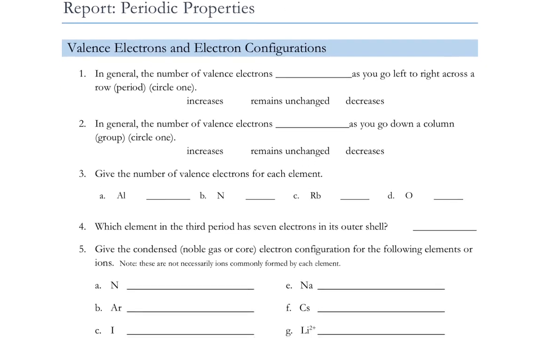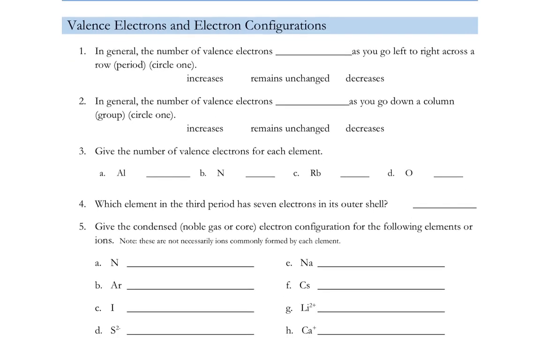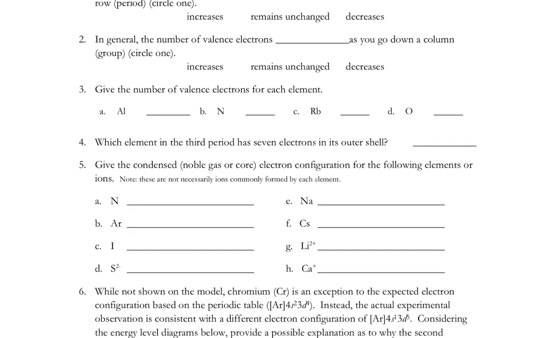Alrighty, so our first section is on the valence electrons, and you're stating the trend in questions 1 and 2. You're giving the number of valence electrons in 3.